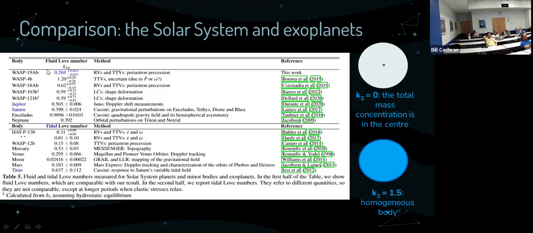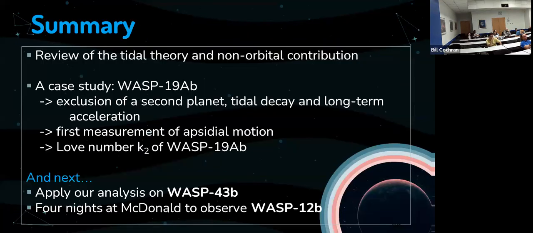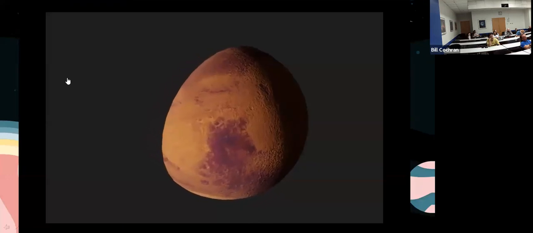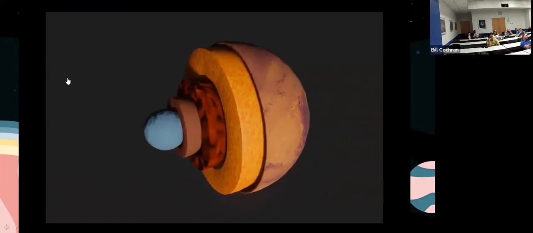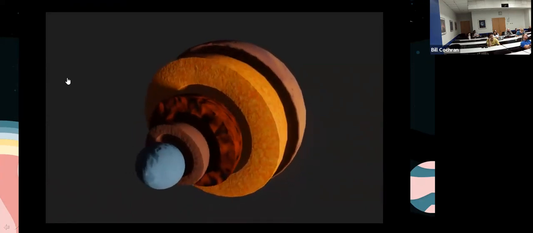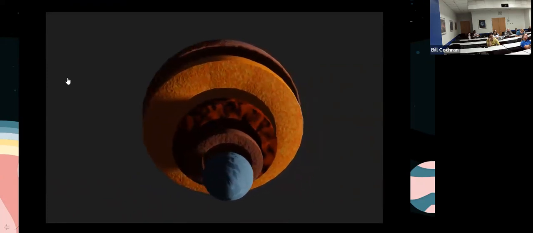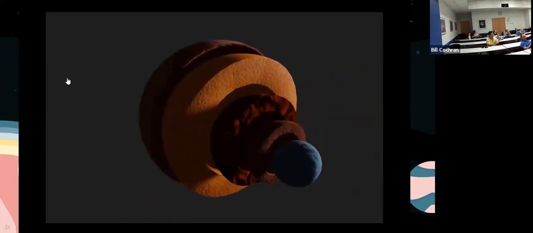So our number is 0.2, but there is a huge range of numbers. I wanted to give statistics on that, but we don't have enough measurements yet. And this is just a summary of what I just showed you. What we're going to do next is apply the same theory on WASP-43, and hopefully on WASP-12, where we will have the McDonald observations in November. Okay, thank you.